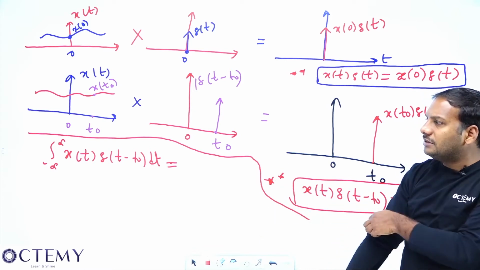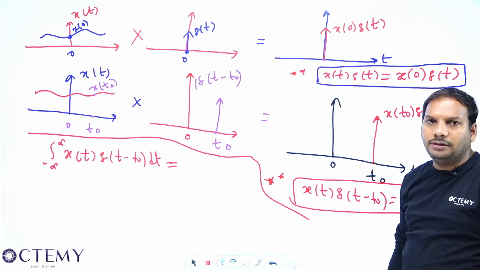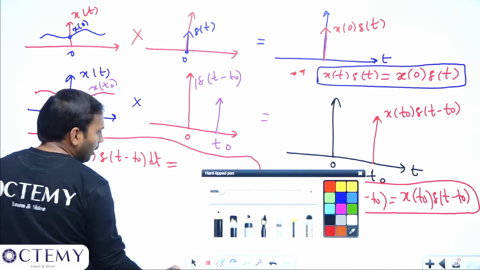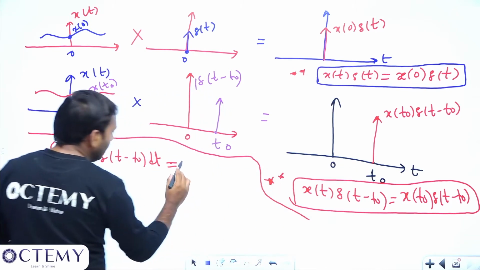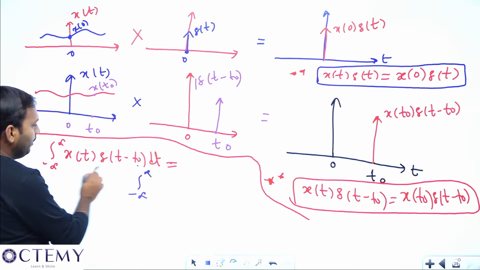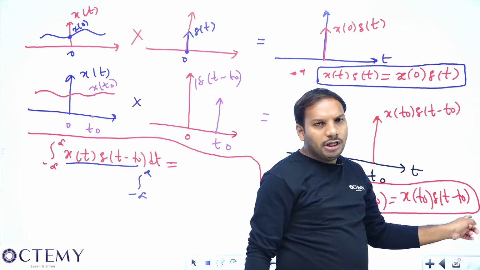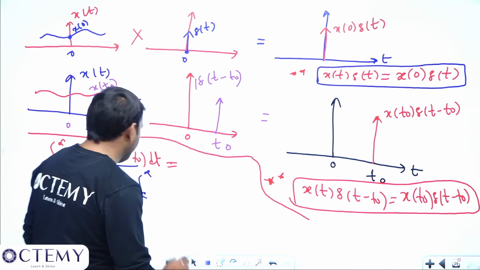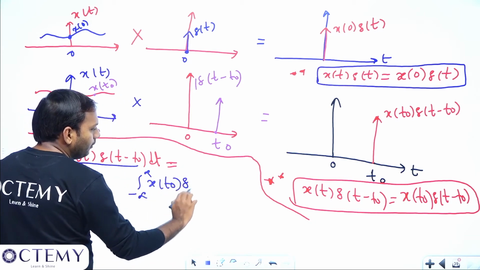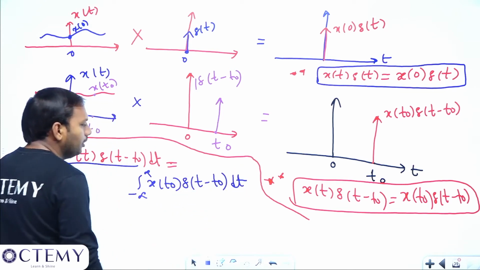Integral from minus infinity to plus infinity of x(t) delta(t minus t0) dt. So what will happen? Simply see here, I can replace this integral of x(t) multiplied by this whole picture with x(t0) delta(t minus t0). So I will replace this with x(t0) delta(t minus t0) dt.